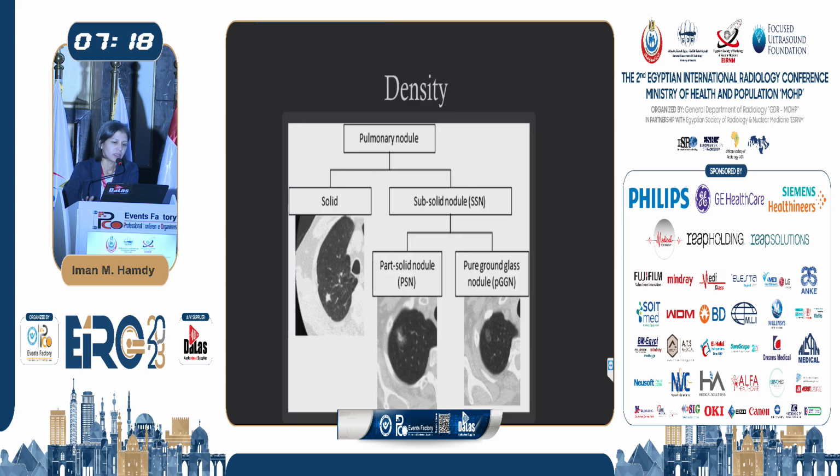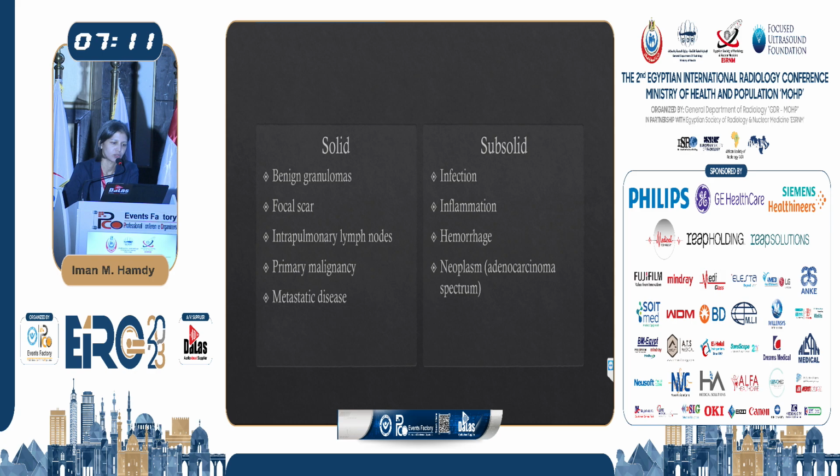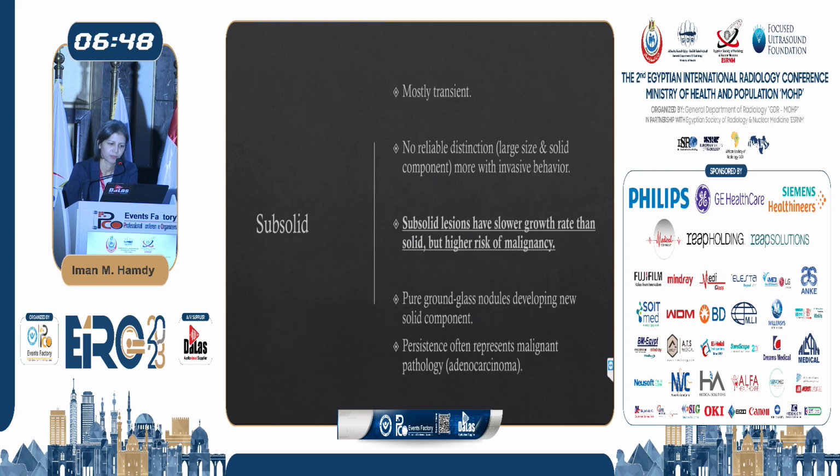The densities are either solid or subsolid, whether part solid and part ground glass, or pure ground glass nodules. The solid could be benign or focal scar, lymph nodes, primary malignancy, or metastatic. While the subsolid are usually infection or inflammation or hemorrhagic, and they are usually transient, or could be neoplastic, and this is the crucial one, lying within the adenocarcinoma spectrum. There is no reliable distinction.